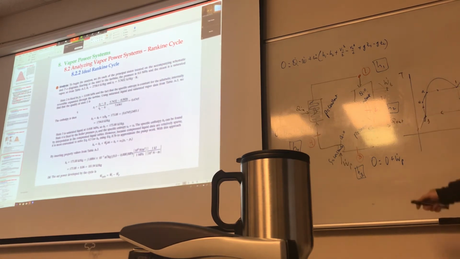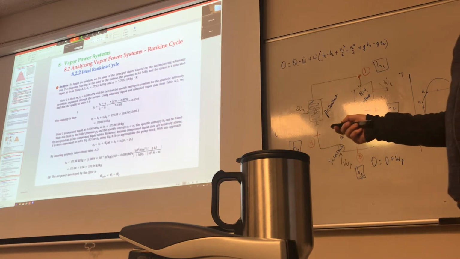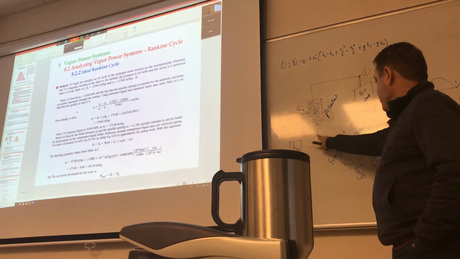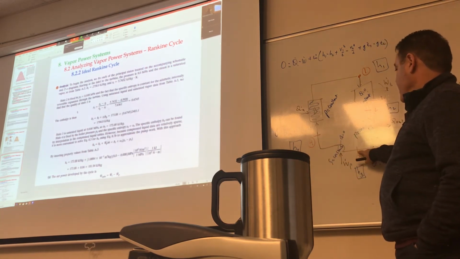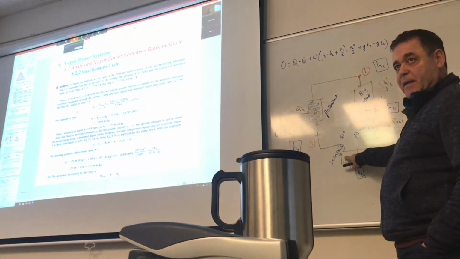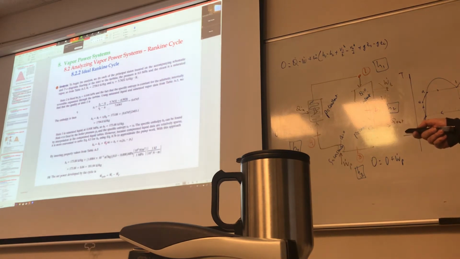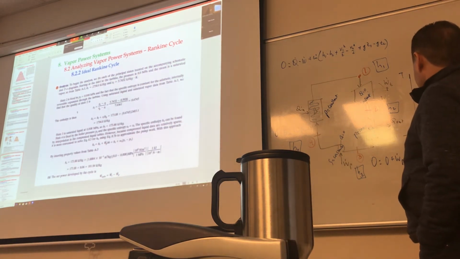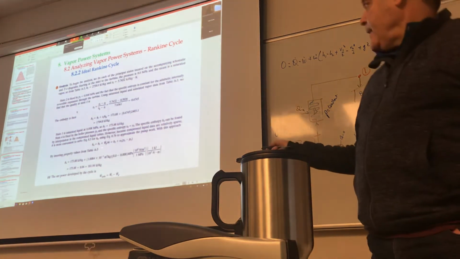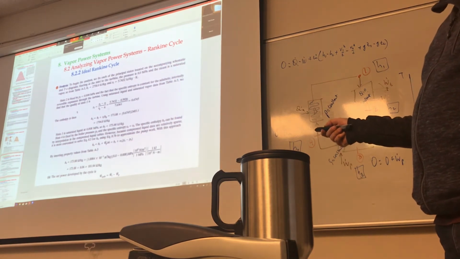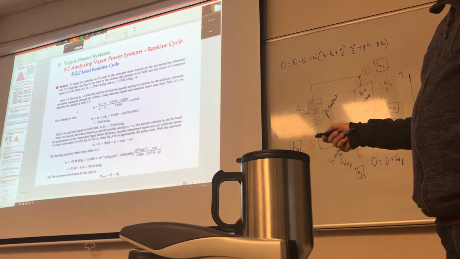And then lastly, H4. Remember that equation that I told you before? For the pump, H4 is equal to H3 plus W divided by M. So H4 is equal to H3 plus WP divided by M, where WP over M, you use that approximation that I told you about. It's really the V at this location times P4 minus P3. Needless to say, units are important, okay? To make sure that we're getting exactly the same stuff.